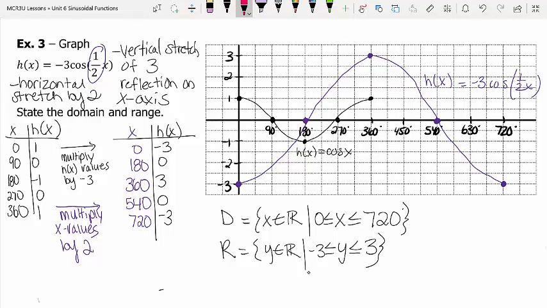Okay, and then as extra, let's state the period. The period here is 720. So that's the time that it takes to make one full cycle. Okay, the amplitude is going to be 3 because that's the distance between the max or the min and the axis. And then the axis is at y equals 0.